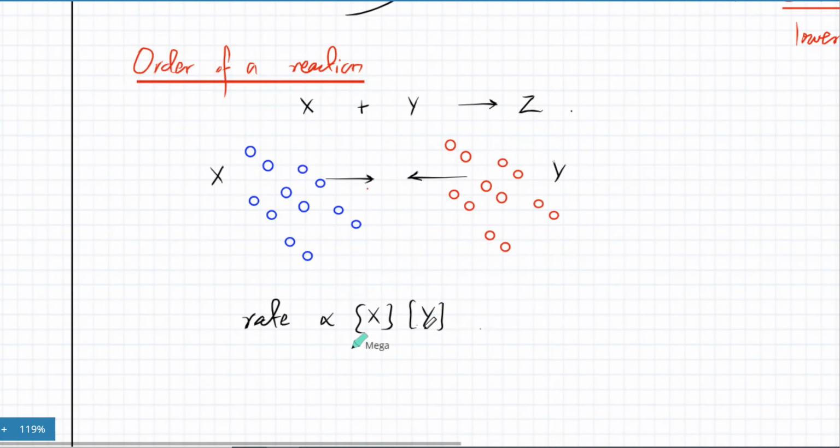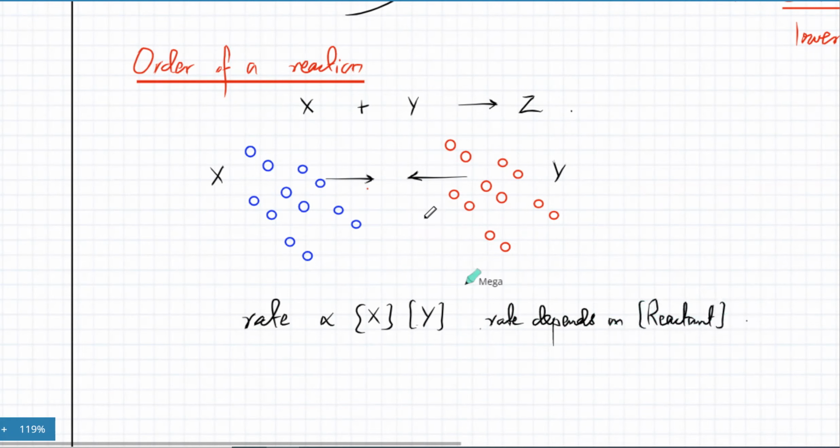Now we're trying to build this equation, and remember, it's usually just the reactants. Rate is dependent on the concentration of the reactants, not on the products, because the products are not doing anything once they are formed. So rate depends on the concentration of the reactants. Remember, square brackets denote concentration.